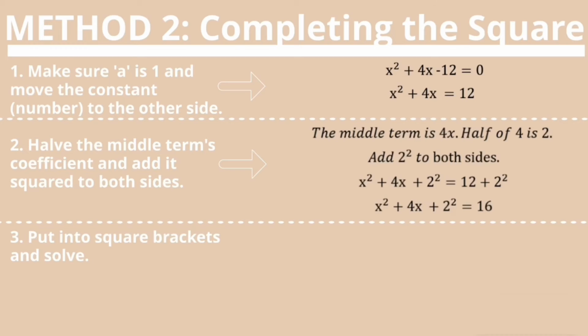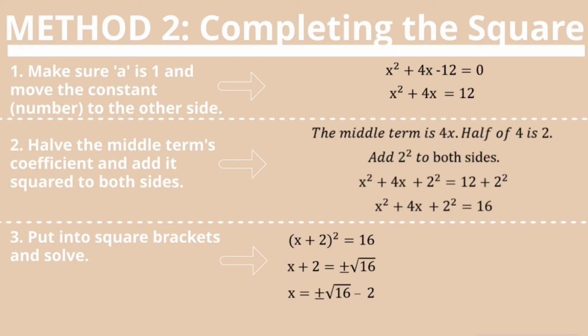The third step is to put the left-hand side into square brackets. The inside of the square brackets will always be x plus half of b. Half of b was 2, so the inside of the square bracket is x plus 2. Then you just solve this equation like a normal equation. Square root to get rid of the square bracket. When you square root, always put the plus minus in front of the answer. This means x plus 2 equals plus minus root 16.